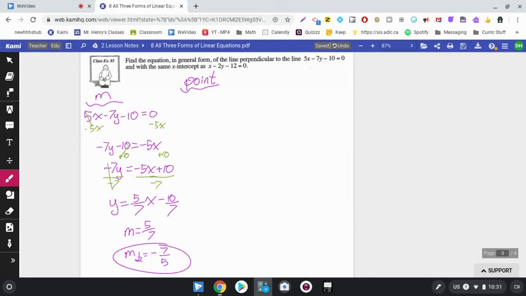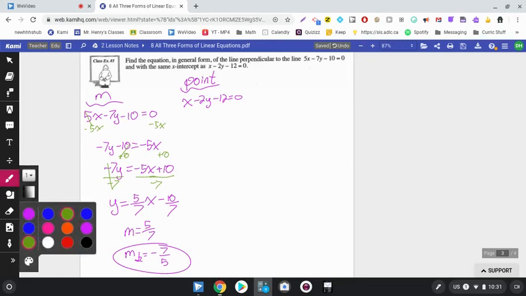It says it has the same x-intercept as x minus 2y minus 12 is equal to 0. Okay, well, if it was y-intercept, I could rearrange to y equals mx plus b and take the b value. It's tricky. It's the x-intercept. So what I'm going to do is, I remember from last unit, the x-intercept happens when y is equal to 0. So in this thing, I can plug in y is equal to 0 and solve for x.